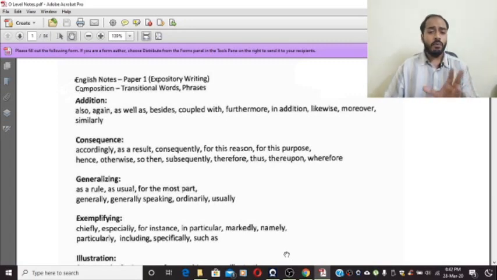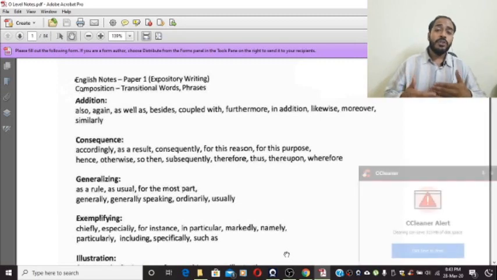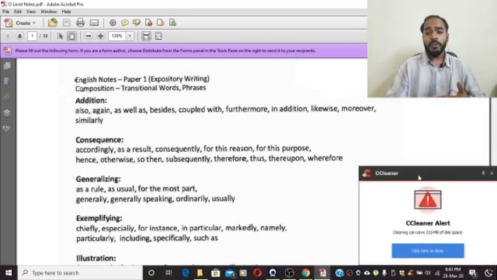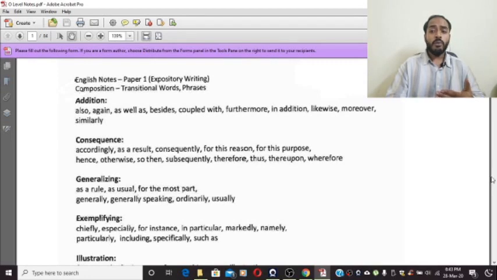Now what other words can you use other than the word consequence? Accordingly, as a result, consequently, and consequence is pretty much the same, but it differs in how you're using it. For this reason, for this purpose, hence, otherwise, so then, subsequently, therefore, thus, thereupon, wherefore. Remember, all these words will help you the more you use them. The more that you use them, the better it will be for you. It will only help you and it will only guide you.